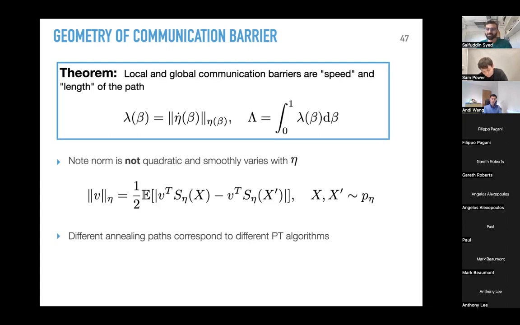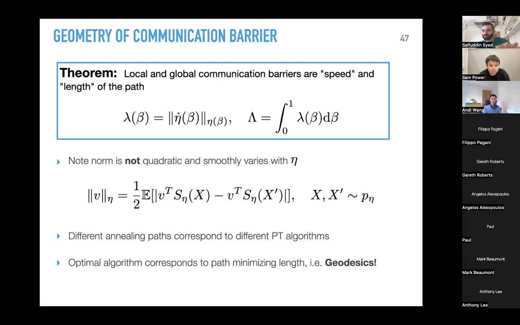And the efficiency of the algorithm corresponds to the length of the path. So what this means is that, given a parametric family of different annealing parameters, we can optimize the set of annealing algorithms by essentially finding the optimal curve connecting the reference and the target. So this is effectively a geodesic, right? In this space induced by the rejection rate, it's a geodesic.